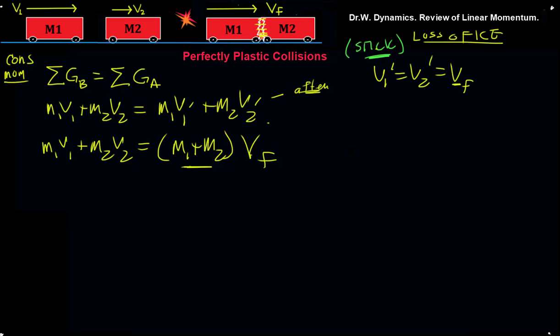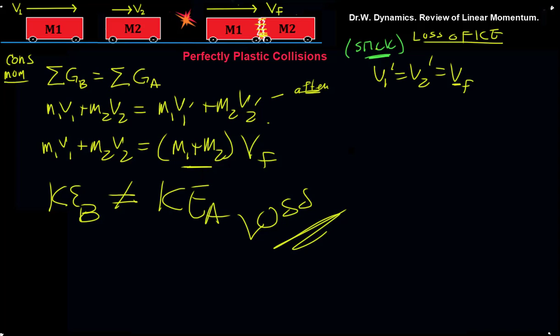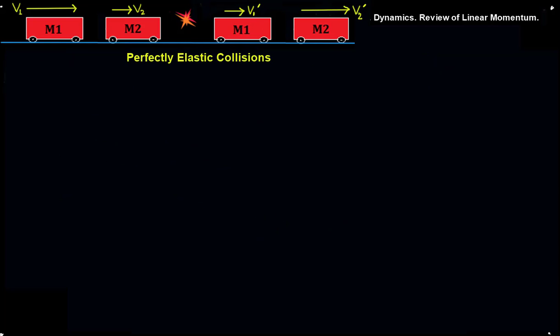So that's a classic form of a perfectly plastic collision. And here we would expect that the kinetic energy before is not the same as the kinetic energy after. There will definitely be a loss of energy. In the case of perfectly elastic collisions, the two wagons will collide, and then afterwards they'll separate from each other with no damage and move off with their own respective velocities afterwards. So elastic collisions, we know, will conserve momentum and kinetic energy.